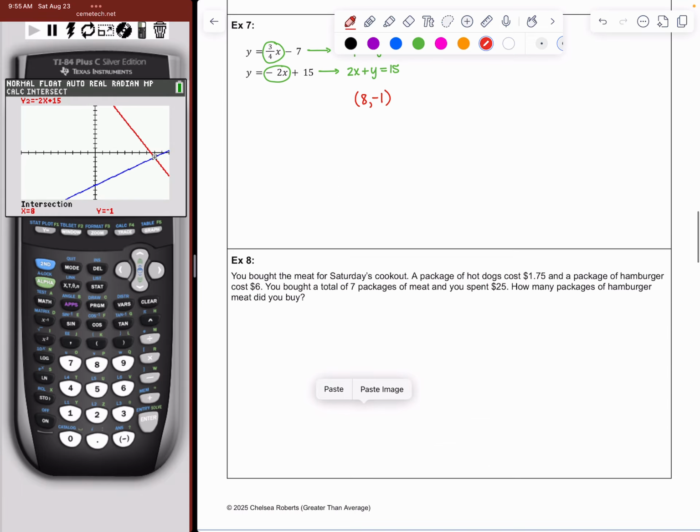All right, last one, a word problem. It says, you bought meat for Saturday's cookout. A package of hot dogs costs $1.75, and a package of hamburgers costs $6. You buy a total of 7 packages of meat and spend $25. How many packages of hamburger meat did you buy? We are going to say that X is packs of hot dogs, Y is the packs of hamburgers.